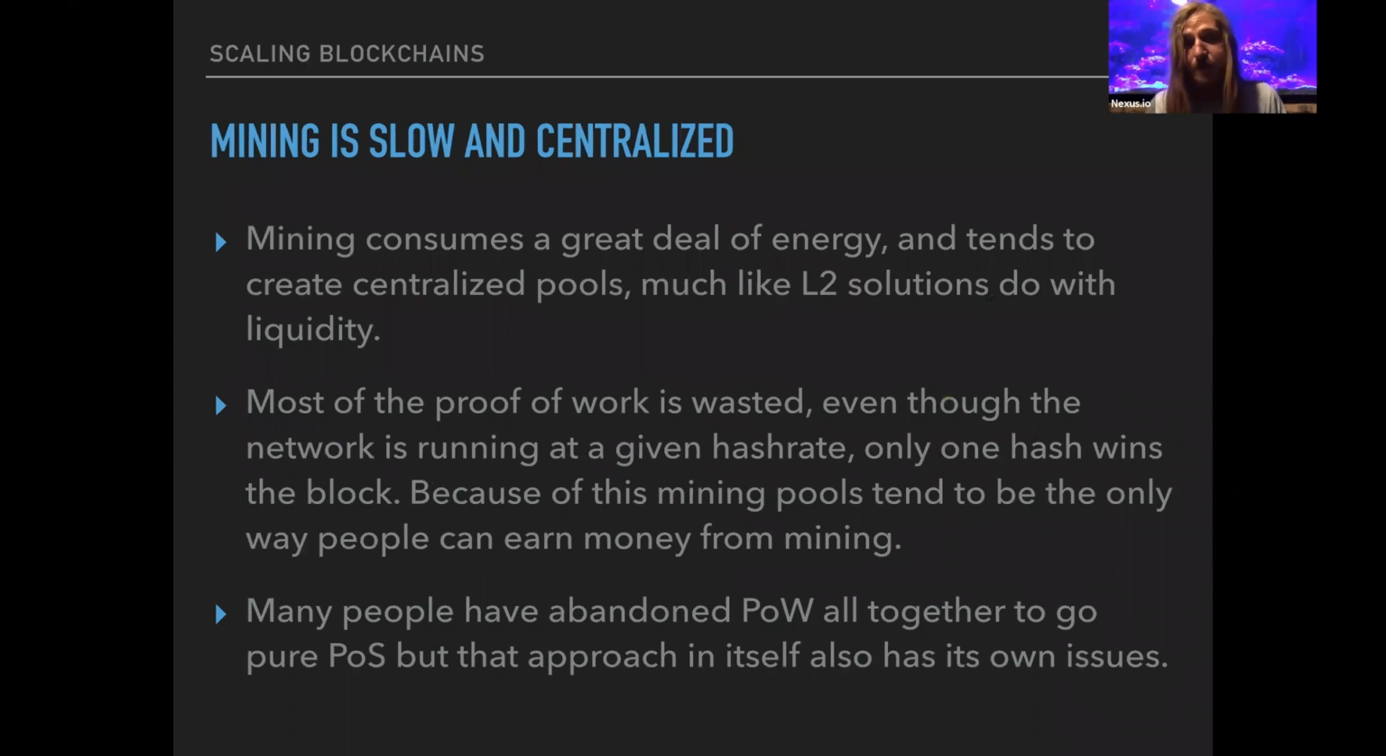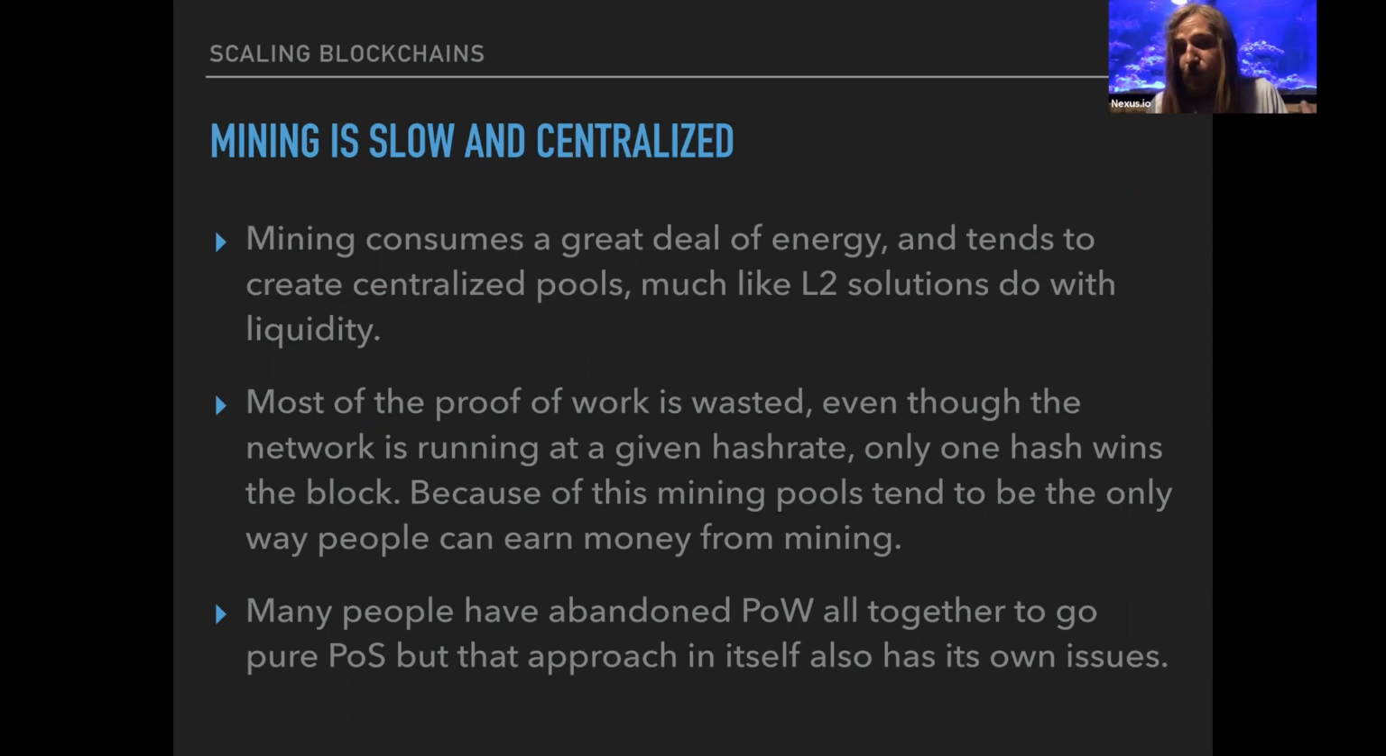So as you guys have most likely seen this argument: mining is slow and centralized, right? It creates a centralized arms race. It consumes a great deal of energy, and it tends to create these centralized pools, right? Much like layer 2 solutions do with the liquidity, right? Except, for the Lightning Network, the mining pools are the liquidity providers, right? How much Bitcoin you have and how much liquidity you're able to provide in those channels, right?